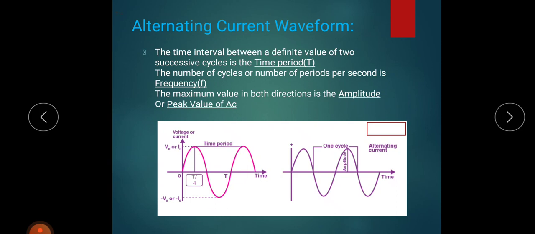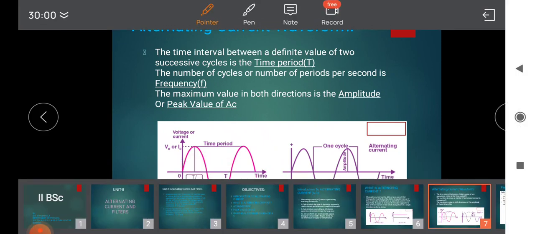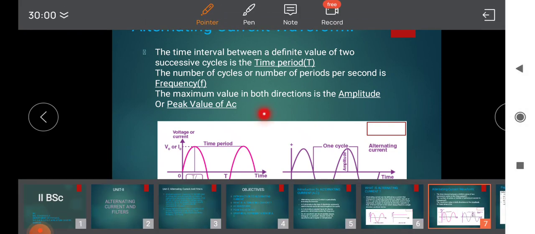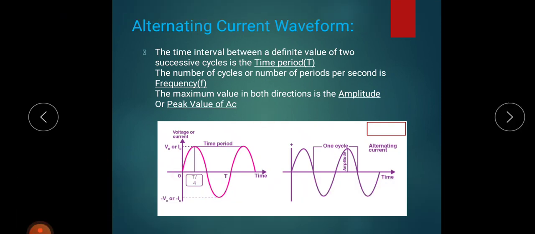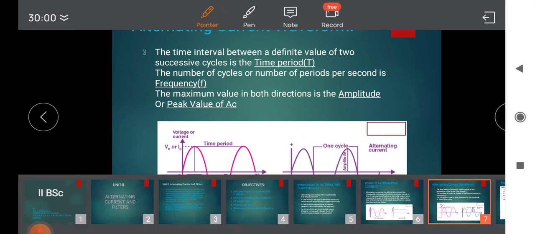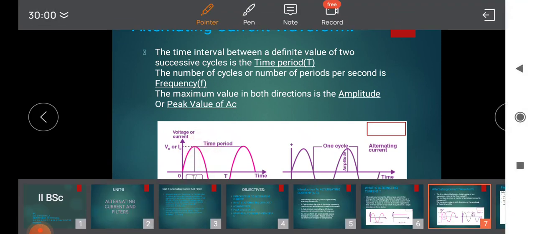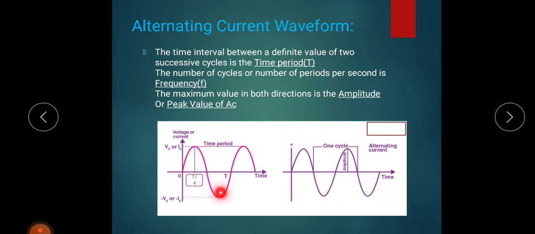The same cycle is repeated again and again. This is the complete cycle of the alternating current, from this point to this point, which is known as one complete cycle of the alternating current from 0 to the value T, the time period T. It includes one positive half cycle as well as one negative half cycle.